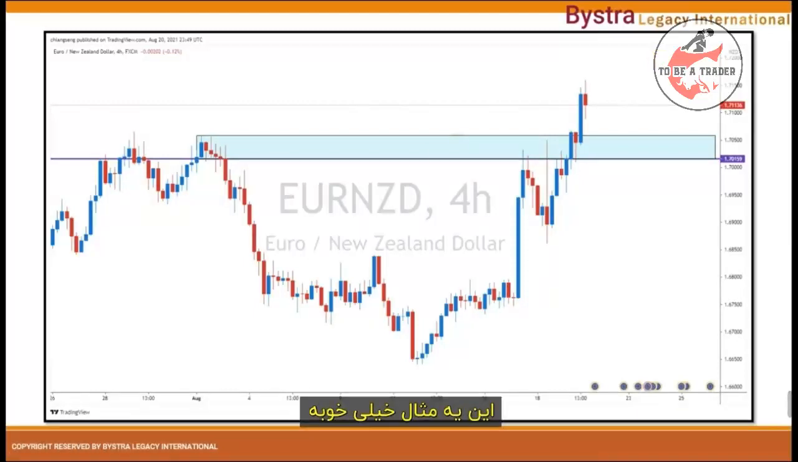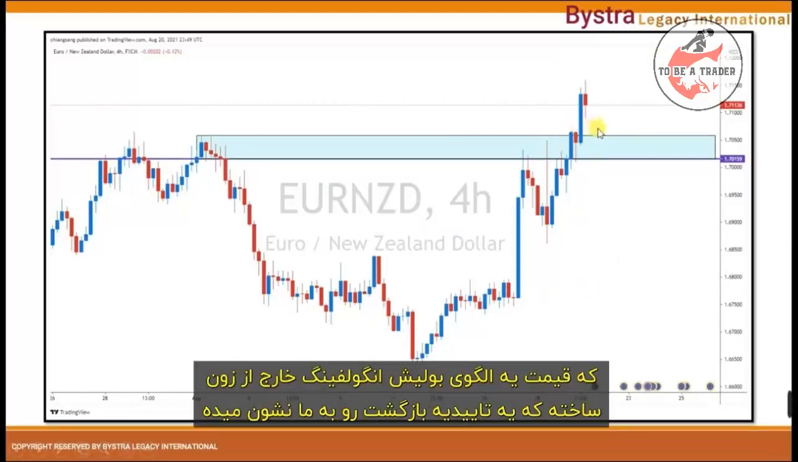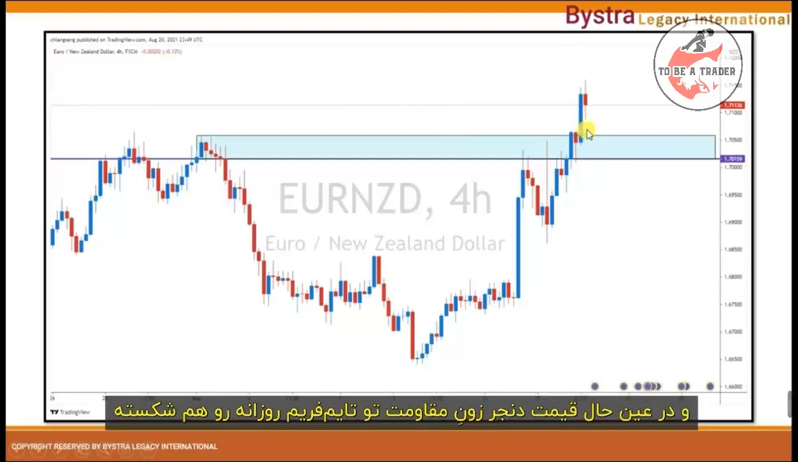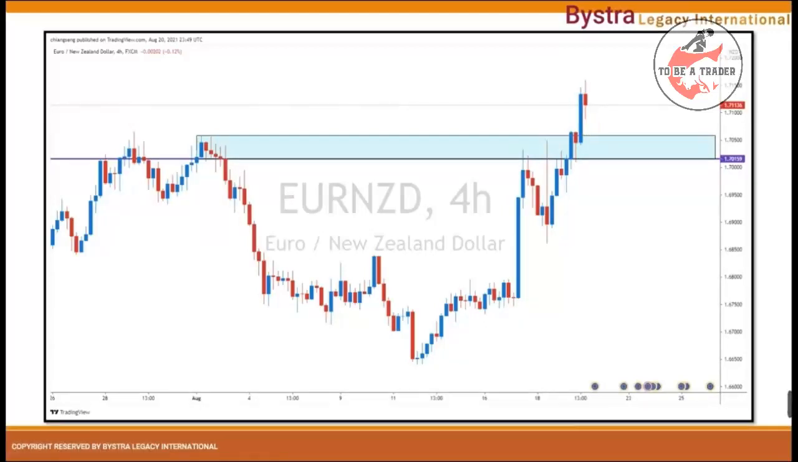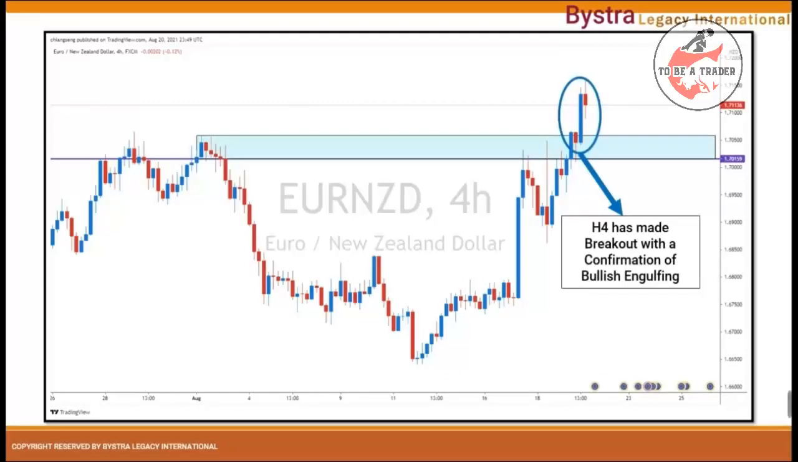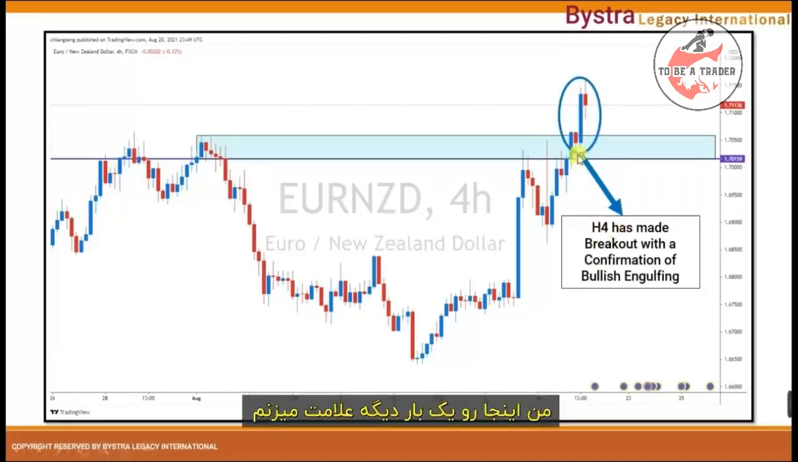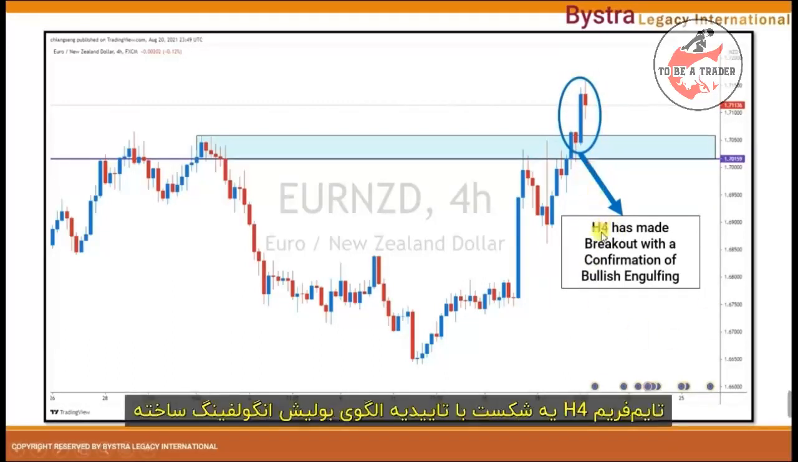This is a very good example where the price has already made a bullish engulfing outside of the zone, already showing the confirmation of rejection. At the same time, price has already broken the danger zone resistance of the daily time frame. As you can see, I highlight here again one more time, the H4 has made a breakout with a confirmation of bullish engulfing.